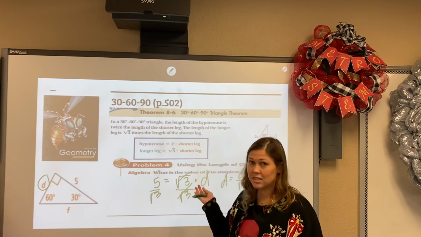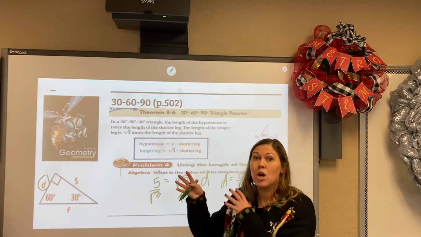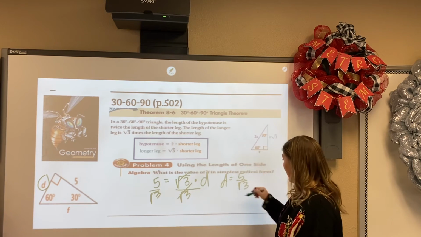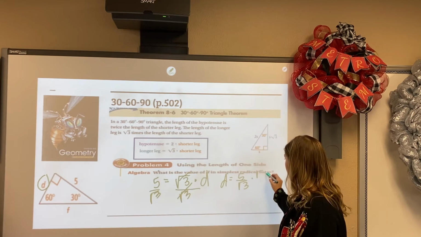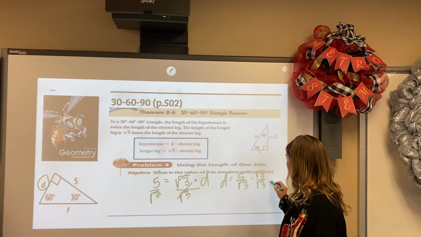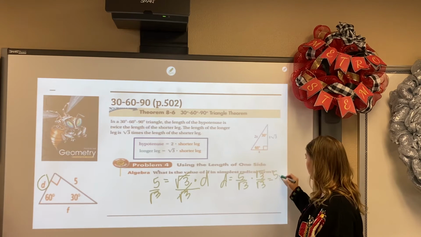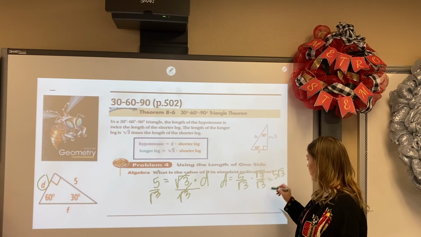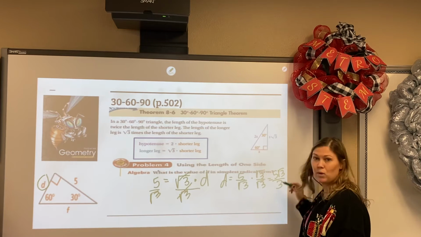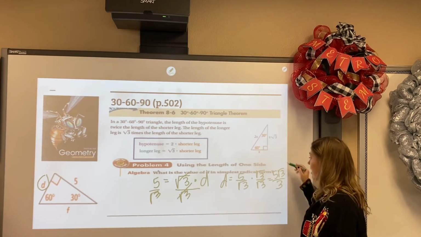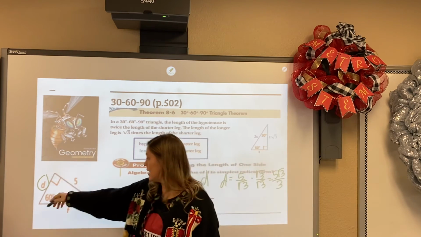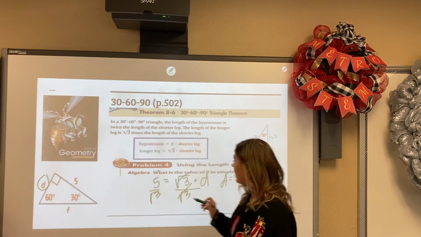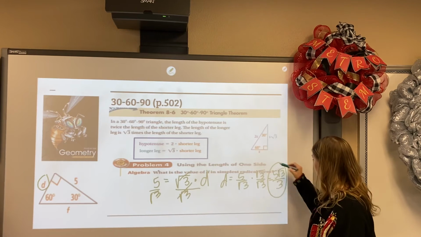However, this is not in simplest radical form. We need to rationalize that denominator. We don't want this root 3, so we multiply the top and the bottom by root 3. So 5 root 3 is just 5 root 3, and then root 3 times root 3 is just 3. We cannot simplify 5 over 3. That fraction is as simplified as it gets. So our shortest leg, D, which is across from 30 degrees, is 5 root 3 over 3.